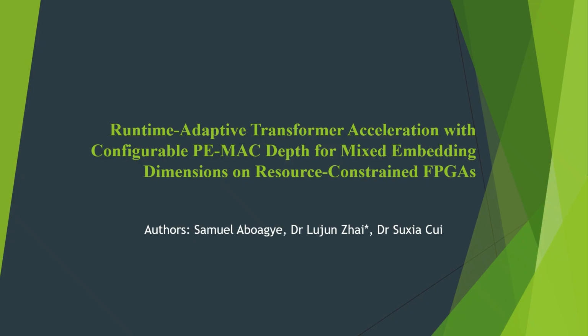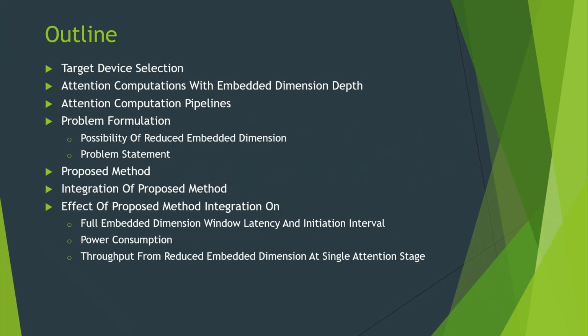Today I'm presenting runtime adaptive transformer acceleration with configurable PE-Mac depth for mixed embedded dimensions on resource constrained FPGAs. The outline for today's presentation is target device selection, attention computations that handle embedded dimension depth, attention computation pipelines, problem formulation: is it possible to do reduced embedded dimension? Problem statement, our proposed method, integration of our proposed method, and its effects.